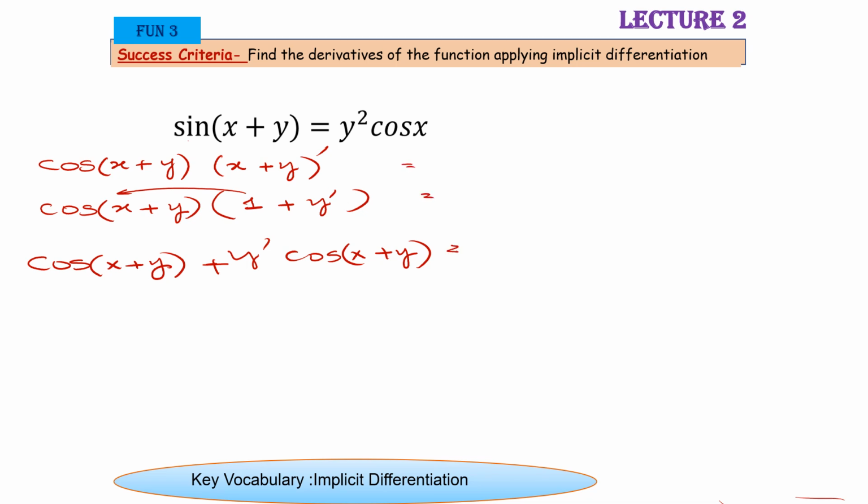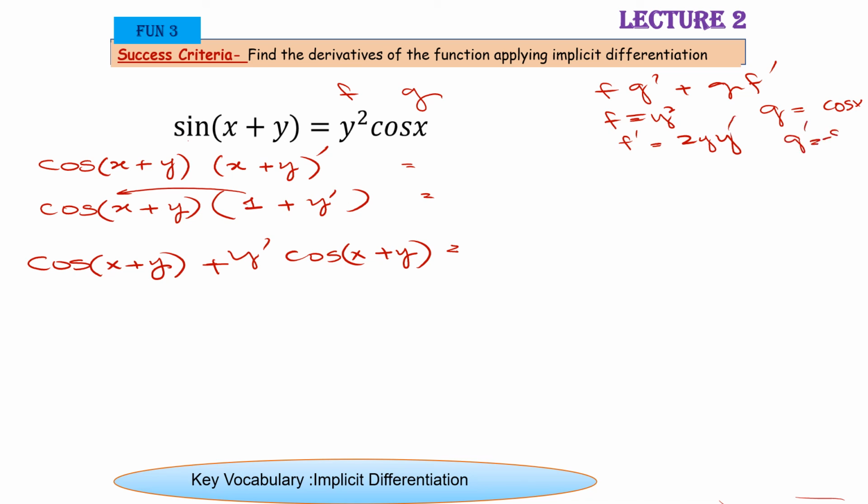Now we have y square cosine x. It means we are using the FG formula, that is FG prime plus GF prime. Here our f is y square and our g is cosine x. So f prime is 2y prime and g prime is negative sine x. So write it down here. That is f is y square, g prime is negative sine x. Don't write the negative in the middle, always write in the start if you are multiplying the two terms.